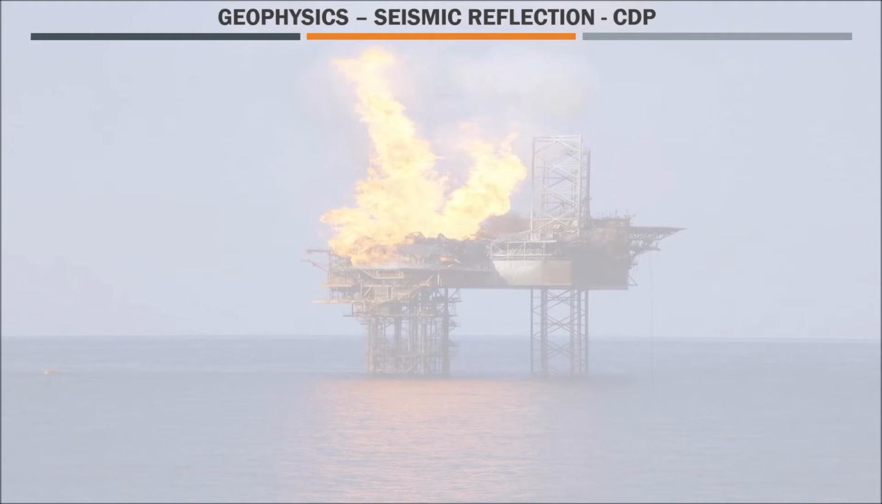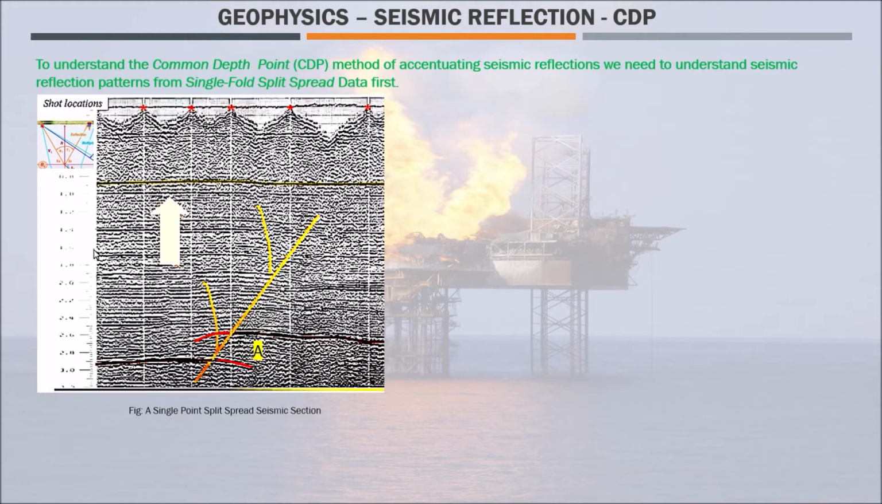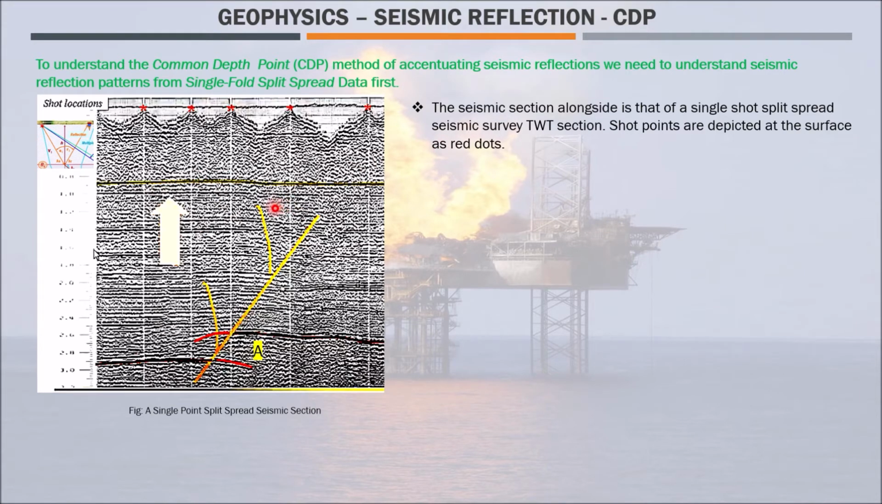We will discuss methods by which the reflections from a particular reflector can be accentuated. We can accentuate the reflections by the common depth point method. To understand the common depth point method of accentuating seismic reflections, we need to understand seismic reflection patterns from a single fold split spread data first. Now, this cartoon shows a single fold split spread data arrangement. The seismic section alongside is that of a single shot split spread seismic survey two-way time section. The shot points are depicted at the surface as red dots.